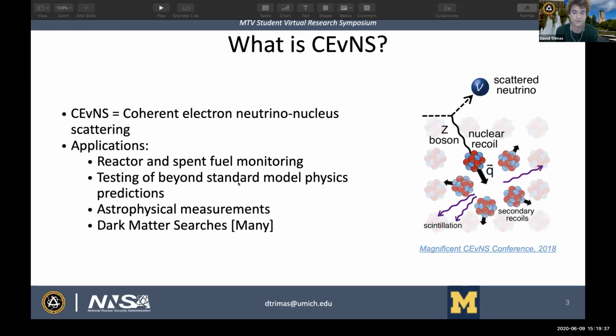First, I'll talk just briefly about what CEVNS is. It's a coherent interaction, so kinetic energy is conserved during it, and it's not only limited to reactor monitoring. That's what I'm interested in, reactor and spent fuel monitoring, but there are applications for it beyond standard physics models, and even astrophysics and dark matter. They use several of the same technologies that we use to detect dark matter candidates. It's very similar technology, so there is a widespread community for CEVNS right now.